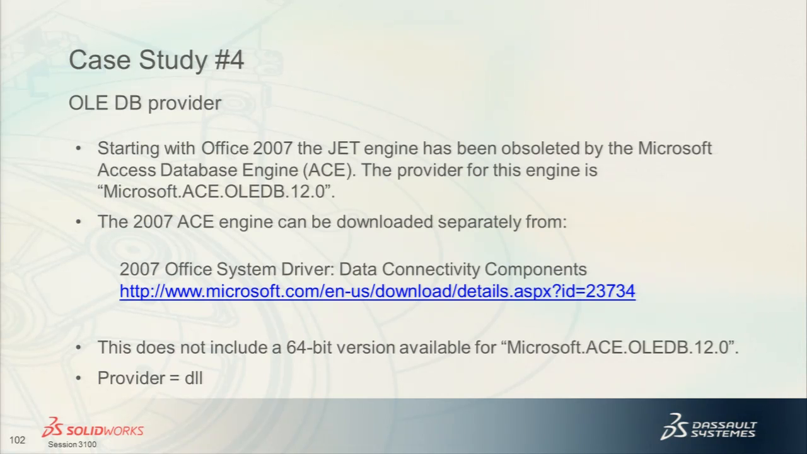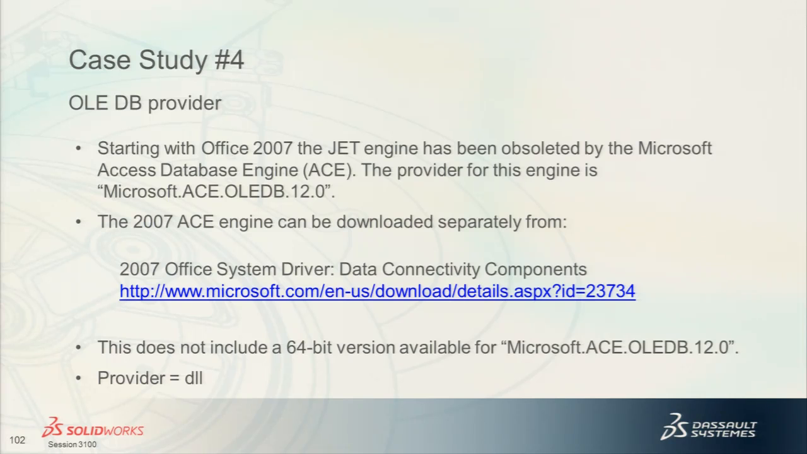Going back to Microsoft Office 2007, the Jet engine, which had been the engine behind Microsoft Access for many years, was replaced by Microsoft with something called the Access Database Engine, ACE. If you think in terms of connection string, this is the provider name you have to use, right? So Office 2007, new provider, okay, no problem, you can download that. But of course, that doesn't come with a 64-bit version for that particular provider. And a provider, again, is nothing other than a DLL.